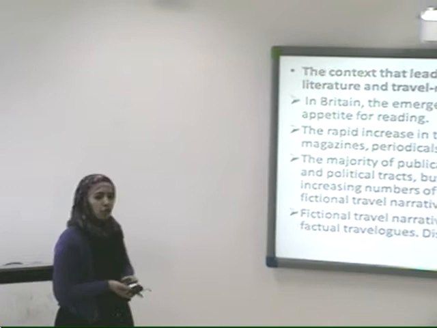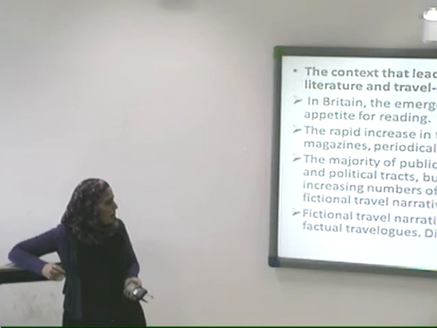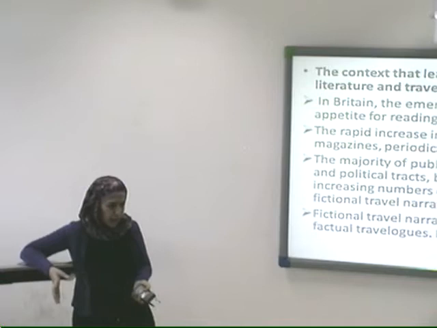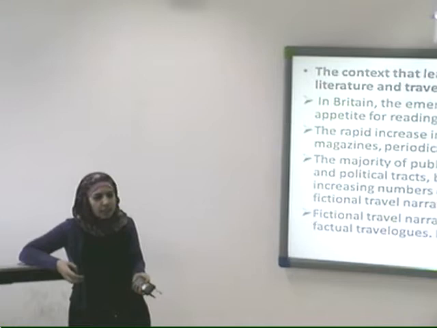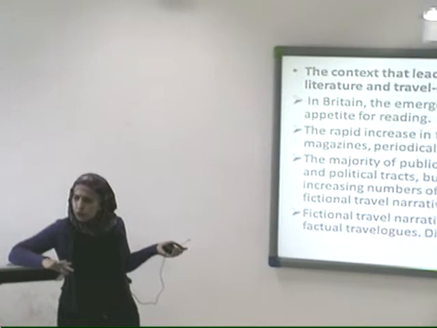And so part of the major publications during the 18th century were religious and political tracts. Okay? And another type of writing also emerged during the 18th century, which is travel writing. And it becomes very popular, both fictional and factual travel narratives.